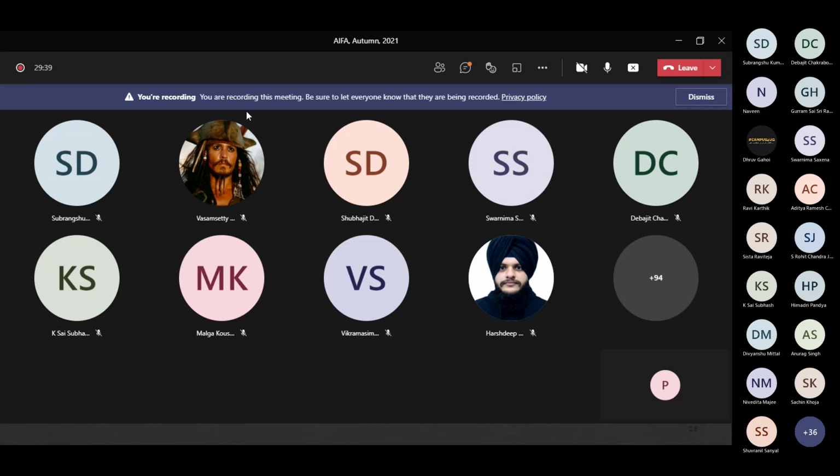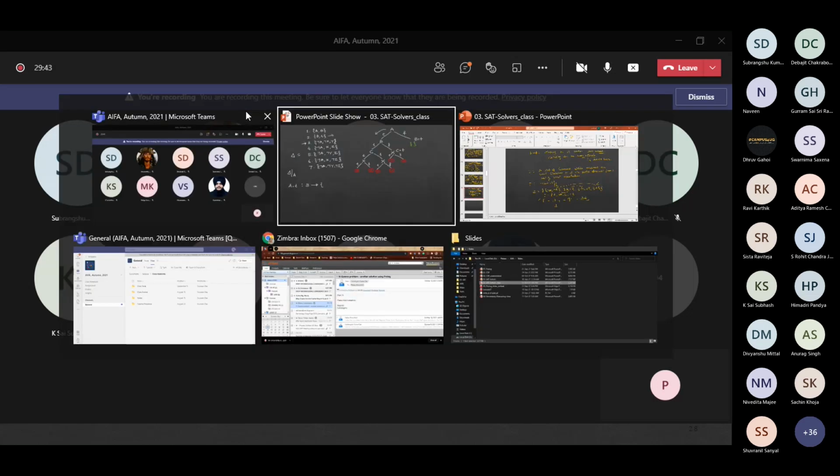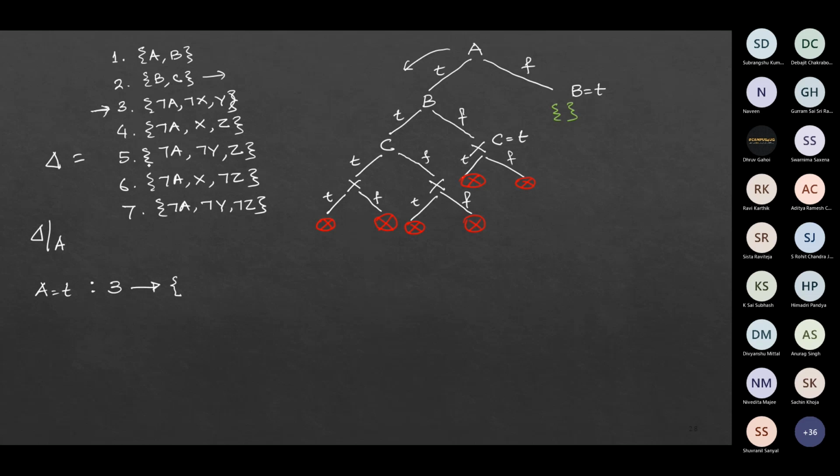Harshdeep? Yes, sir. So if I set A equal to true, what would be the revised state of our third clause? So not X, Y. Not X, Y, exactly. Thank you. So let us name this to be 3 prime.